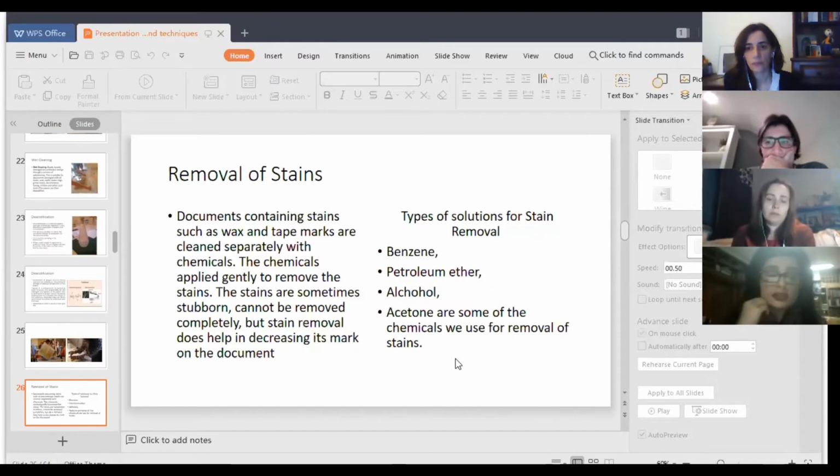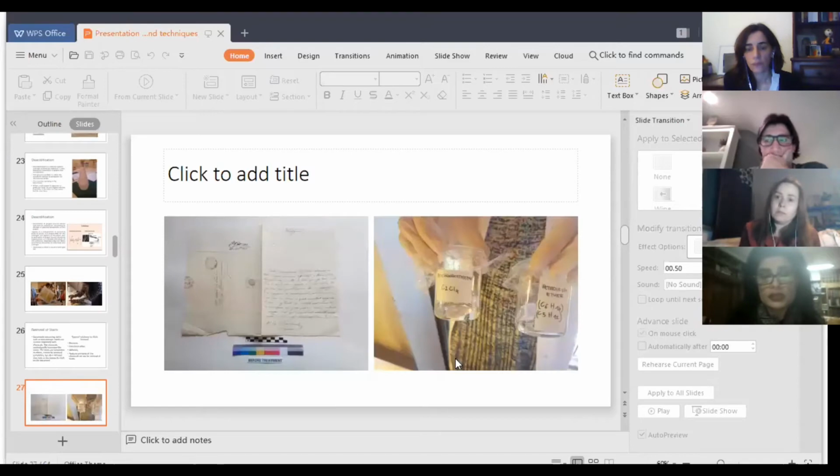And of course, documents which are extremely sensitive, and where there is the problem of insolubility, are put in vacuum chambers and thoroughly cleaned with the help of chemicals to remove the stains. And again, whatever solvent is used for the stain removal, spot tests have to be done with those chemicals.